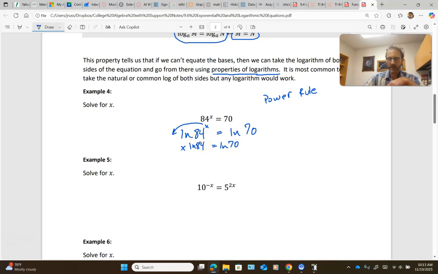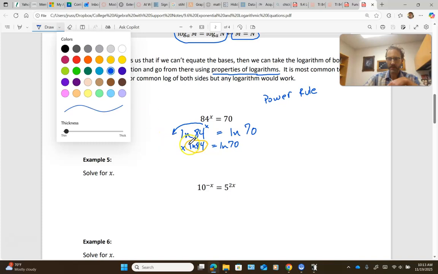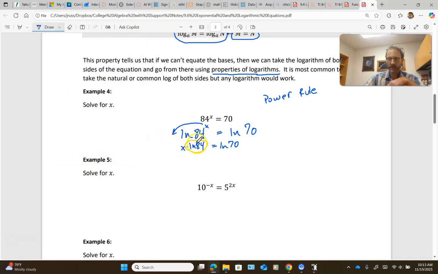But let me highlight this for you. You want to start looking at the natural log of 84, the natural log of 70. Those are just numbers. Those are irrational numbers. Okay. So the way I solve this equation for x, I look at this like x is getting multiplied by this number right here, the natural log of 84. So to solve this for x, I need to divide both sides by this number, the natural log of 84.